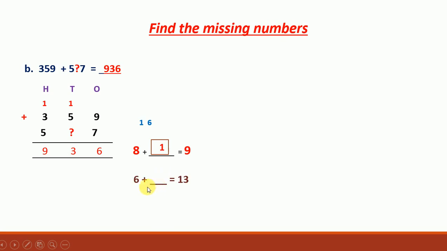Now let us check the missing number in the tens place. In the tens place we have 1 plus 5, 6. So 6 plus dash equals 13. To find this missing number, you have to count after 6 till you reach the number 13. After 6: 7, 8, 9, 10, 11, 12, 13. So we have to count 7 steps forward to get 13. So the missing number is 7. This is the way we have to find the missing number.